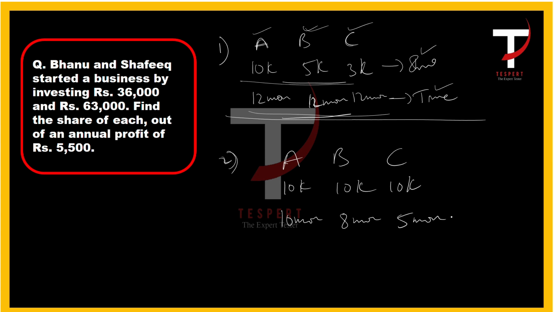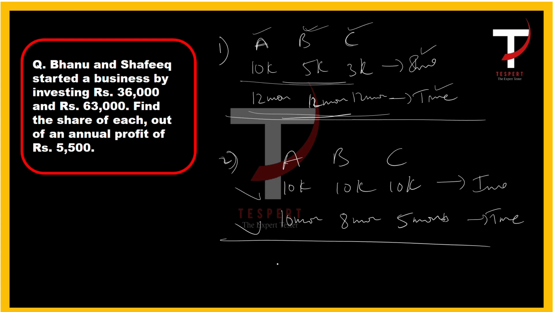So in this case, if we want to calculate the profit ratios, how can we calculate? This is investment, this is time period, and which one is considered, whether time or investment, to calculate the profits? In this case, time is considered because investment is common, right? All are investing the same amount but for different periods of time. So the person who is investing for a longer period will get more profit, right? So A gets more profit than B and B gets more profit than C.